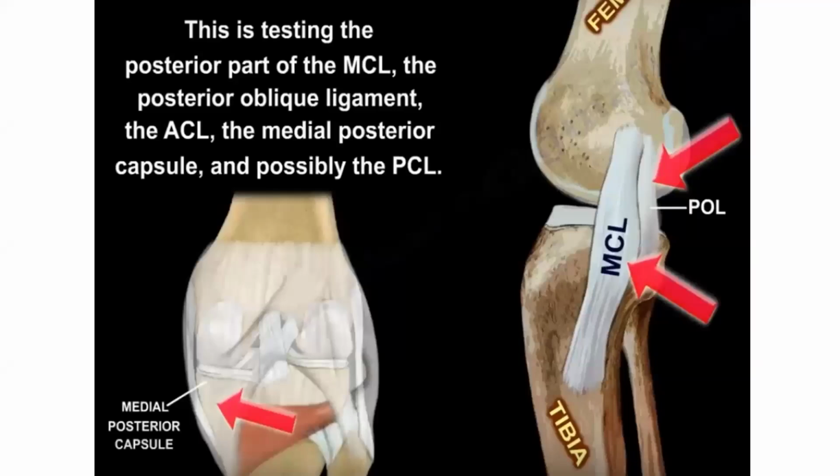So you have the MCL, and the POL lies posterior to it, and you have the medial posterior capsule. You have to pay attention to these as you're repairing. The posterior part of the MCL, the posterior oblique ligament, the ACL, the medial posterior capsule, and possibly the PCL. These can be repaired.